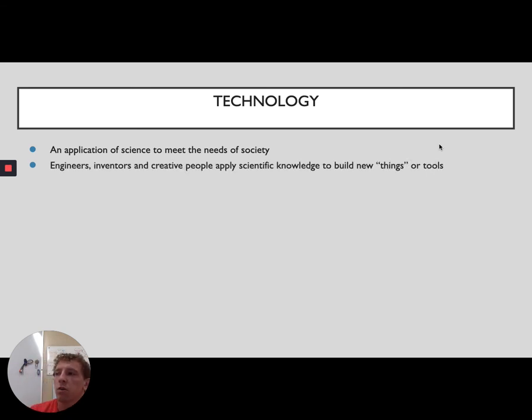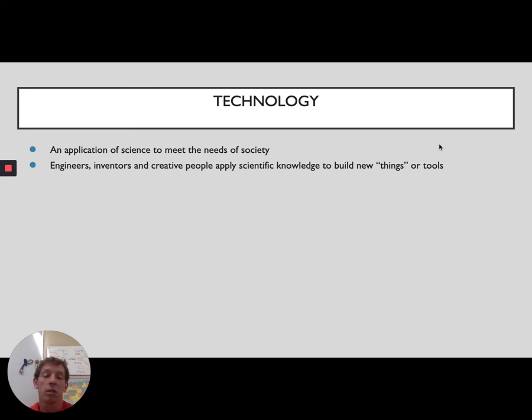So technology is an application of science to meet the needs of society. So anytime you make technology to meet the needs of society, you are doing applied science. Remember, applied science typically has to do with an application. So engineers, inventors, and creative people apply scientific knowledge to build new things or tools.